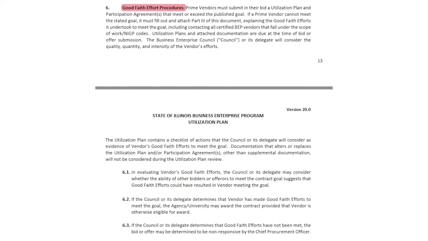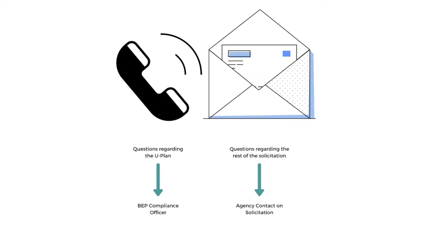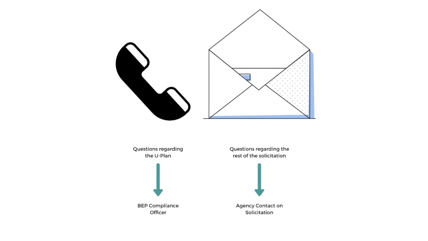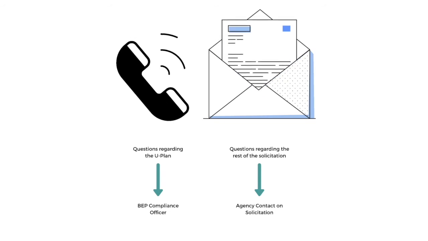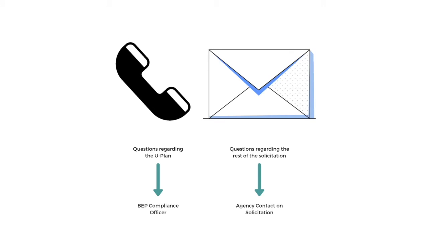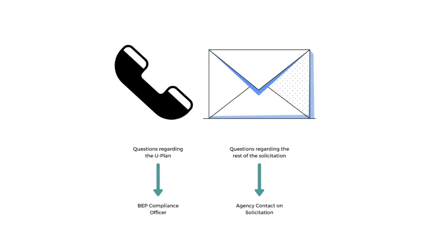Take the time to review all of Section 4. And of course, if you have any questions, please do not hesitate to contact the BEP compliance officer identified in the solicitation. Or, if your questions are related to the specifics of the procurement, then contact the agency representative also found in the solicitation document.